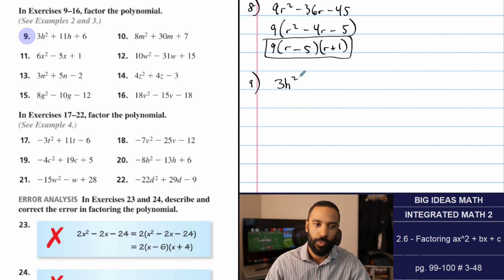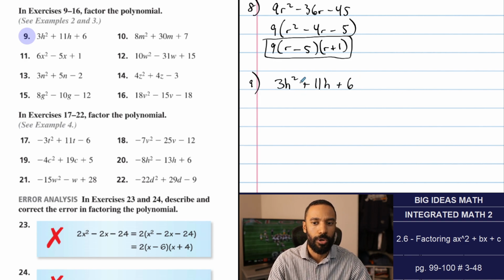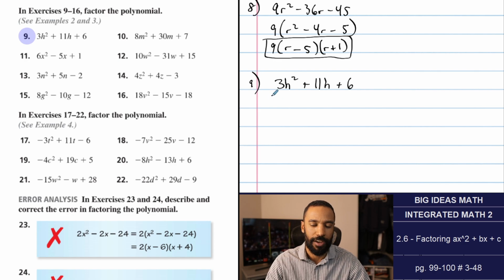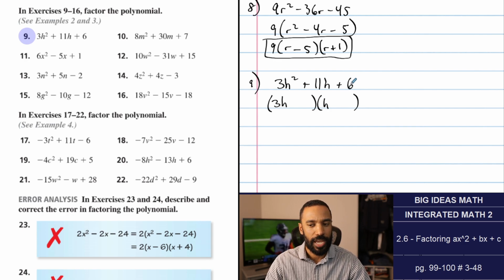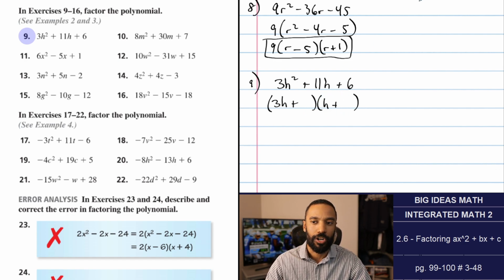So 3h squared plus 11h plus 6. No GCF this time, so we're going to have to live off this. 3h squared comes from some 3h times h. 6 either comes from 6 times 1 or 2 times 3. Now, which order you put these is important. Plus and plus, all positive products and sums. I could try... So here's the thing. Here are going to be my possibilities.